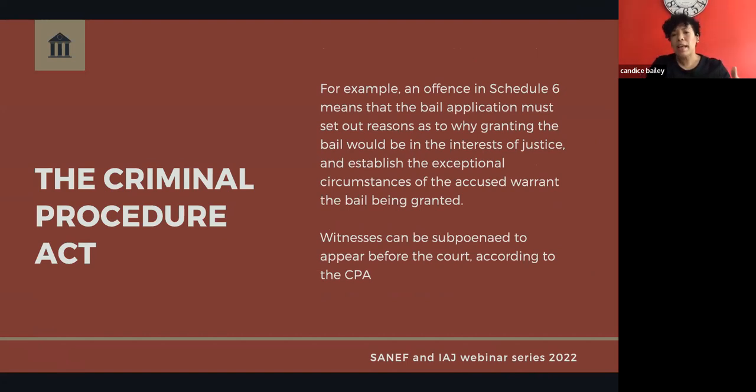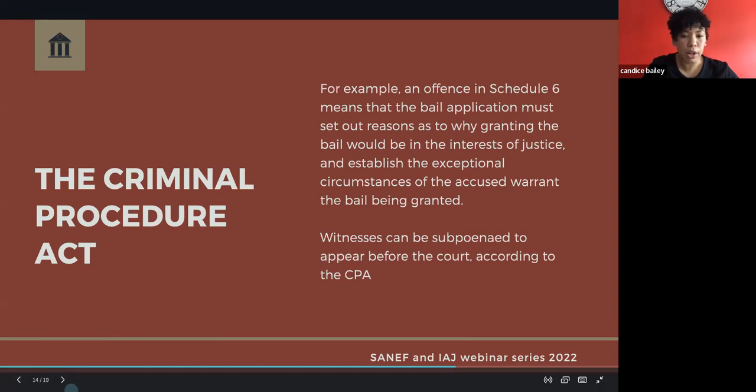Another very interesting matter around the Criminal Procedure Act is to remember that it also talks about witnesses and how witnesses can be subpoenaed before the court. If they are called to come before the court and they do not want to testify, they can be subpoenaed to come before that court. And we've also seen many of those play out in different types of court cases. I'm going to pause because we're going to go to our next video.